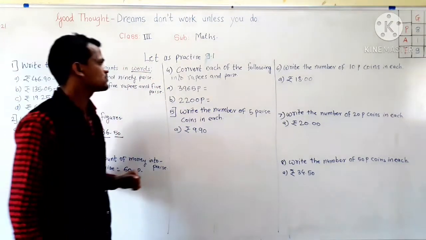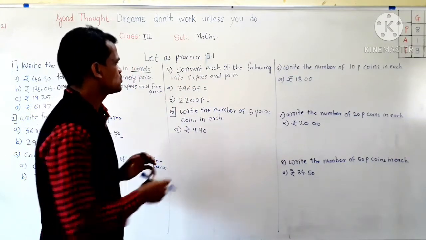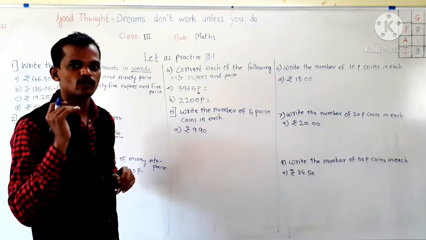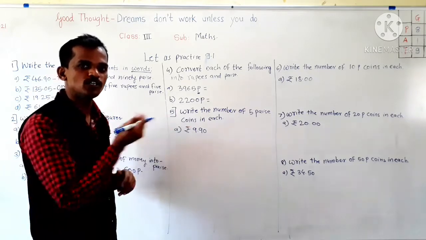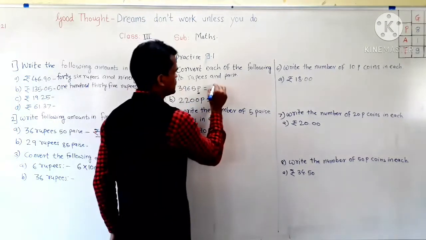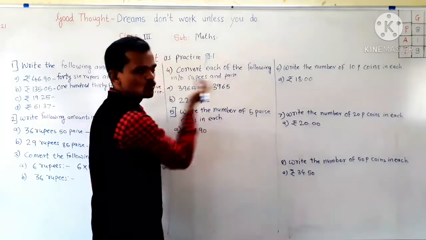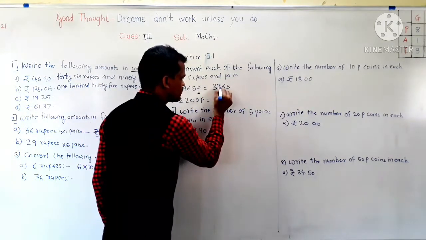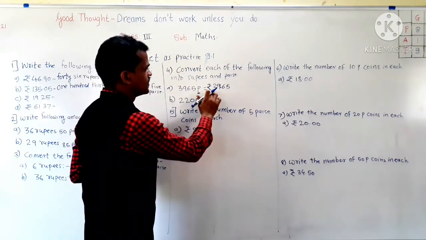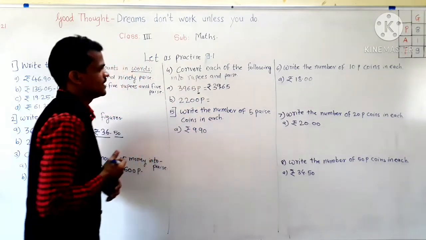Then next, question number 4, convert each of the following into rupees and paise. If the amount is given in paise, you have to give a point after 2 digits from the right and then write the rupees sign. So see this, 3965 paise. After 2 digits from the right give a dot, and then give the rupees sign. Your answer is ready, 39 rupees and 65 paise. Like this you have to solve this example.